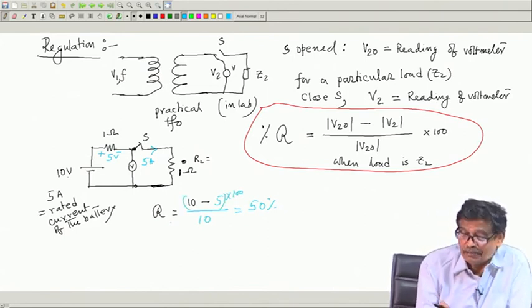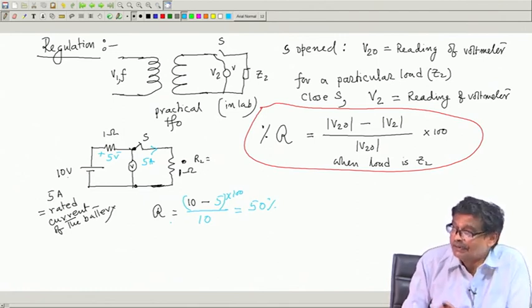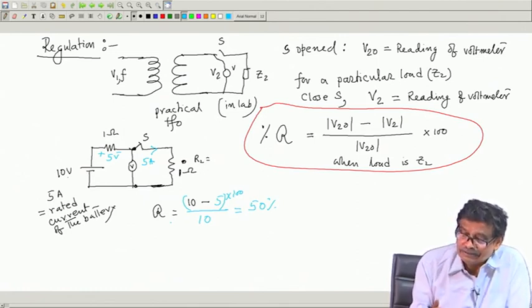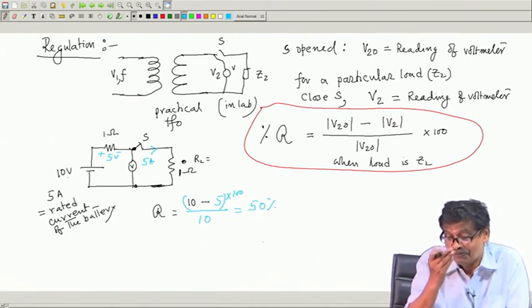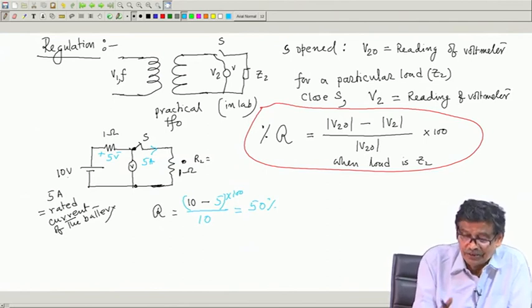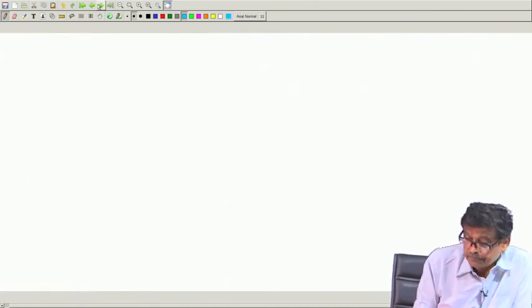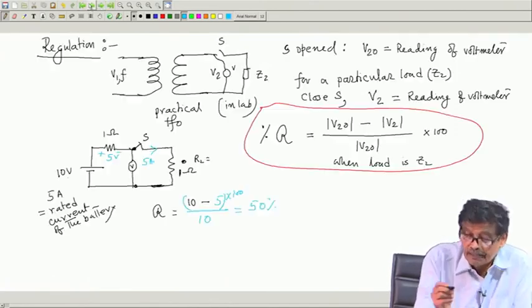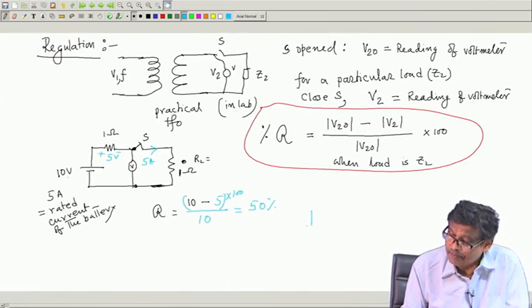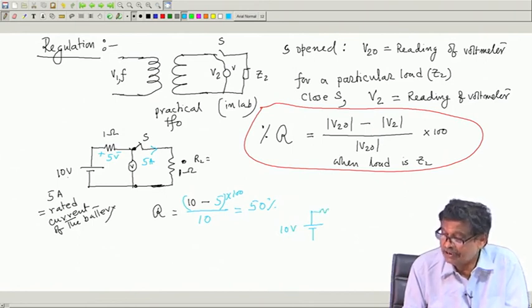You thought you will supply your load with rated voltage, but at the moment you connect load, the voltage drops from 10 volt to 5 volt. It is not a good source. A good source will be perhaps, oh sorry, you take the same battery, another battery, suppose there is another battery which has got internal resistance say 0.1 ohm. Are you getting?